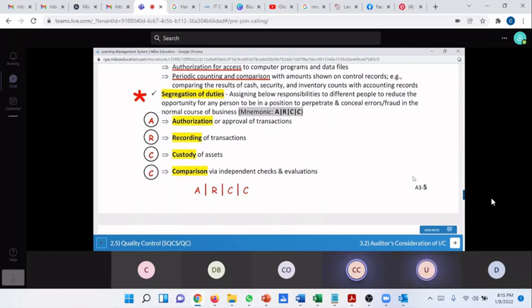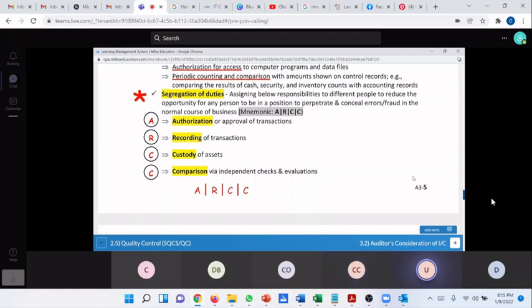Another example will be from the banking industry. I'm using banking because it's something people are very familiar with. Before you go to the banking, this custody of assets, could you explain it again, please?